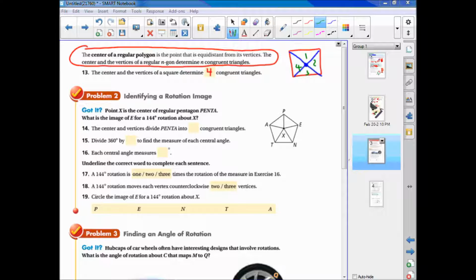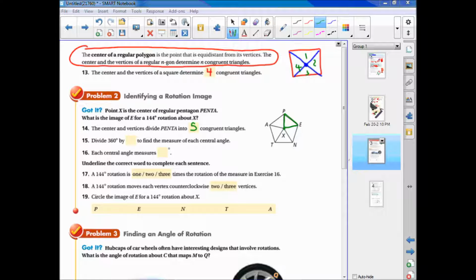All right, so problem number 2, identifying a rotation image. Point X is the center of the regular pentagon PENTA. So X is my middle here of this regular pentagon. We know that all the triangles formed, there should be 5 of them, and all of them are congruent. So PXE is going to be congruent to EXN and so forth. The center and the vertices divide PENTA into 5 congruent triangles. If it has 5 sides, the center divides it into 5 congruent triangles.